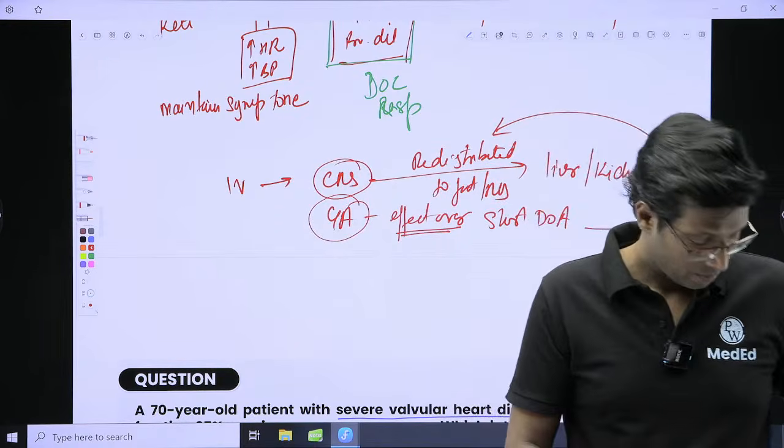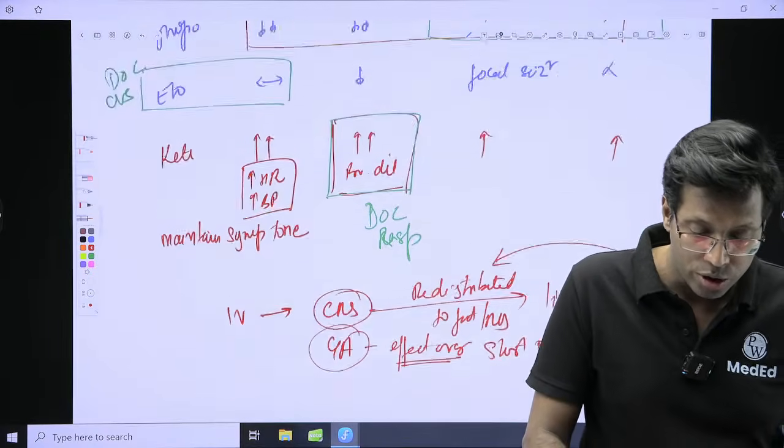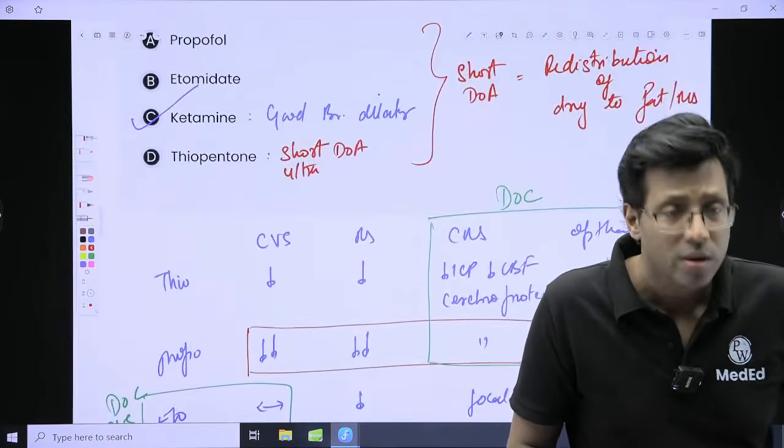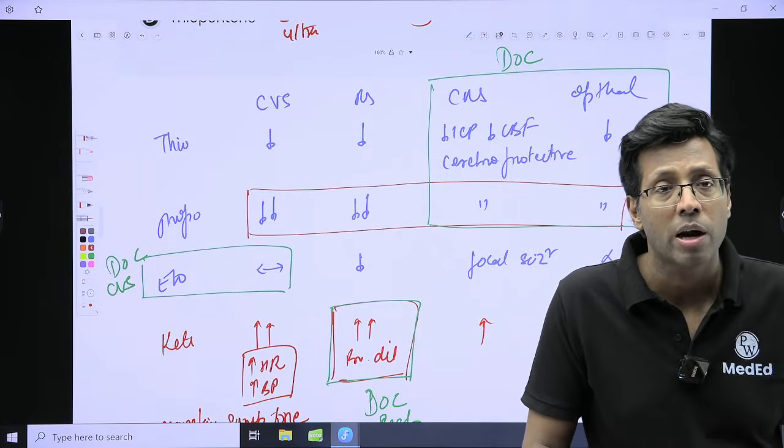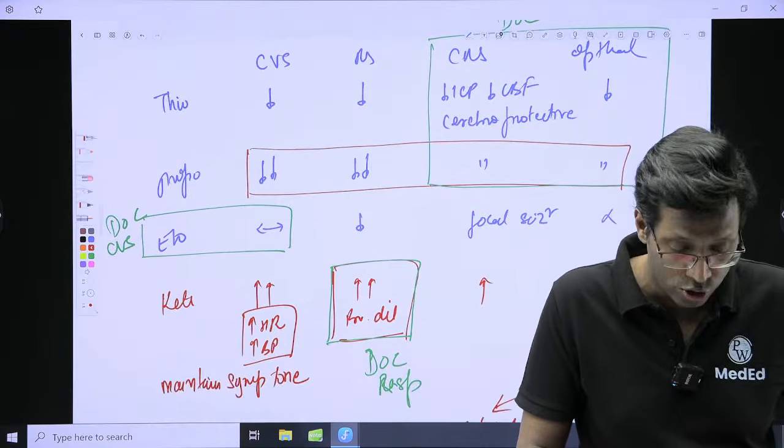Clear everyone? Okay, that redistribution is an important point. All right, Dr. Dhanush mentioned that barbiturates are contraindicated in porphyria, correct. Rapidly distributed, redistributed, Dr. Smooth Specialist.